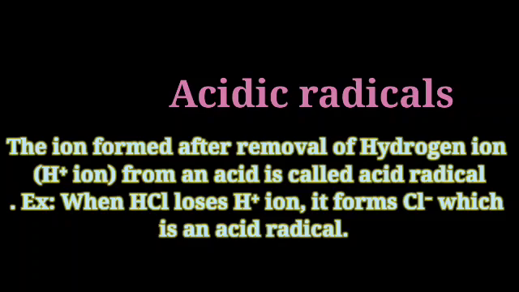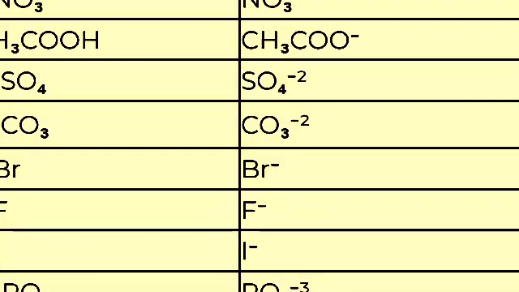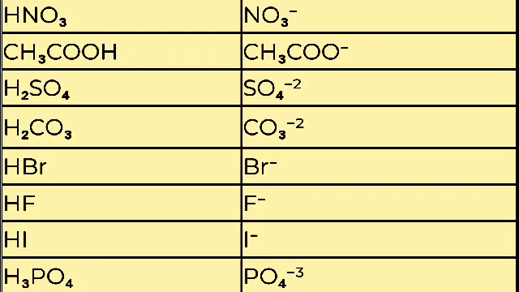Here some examples are given. When H plus ion is removed from nitric acid, what forms? Nitrate NO3 minus ion, an acidic radical. Similarly, when H plus ion is removed from acetic acid, what is formed? Acetate ion. Just note it down in your copy. It is also an acidic radical because it is obtained from acetic acid.